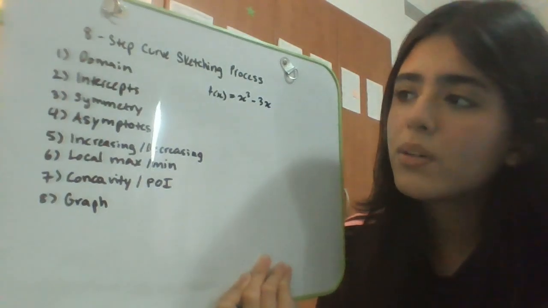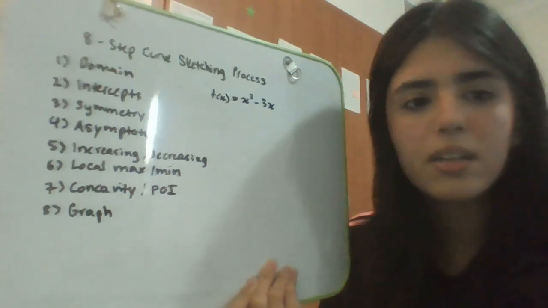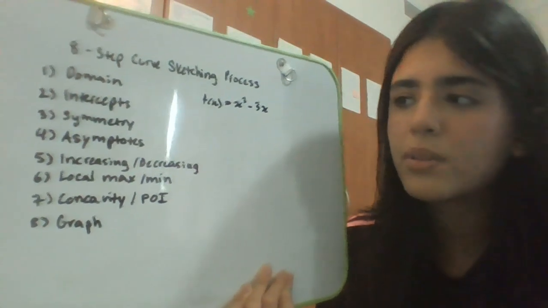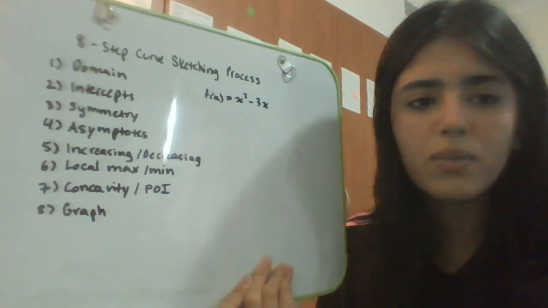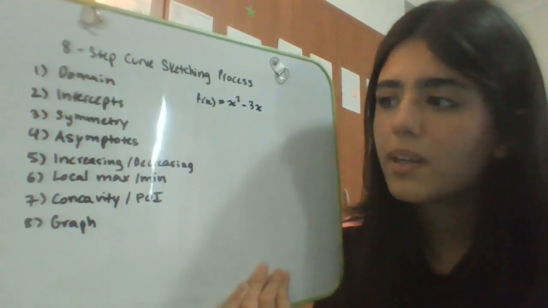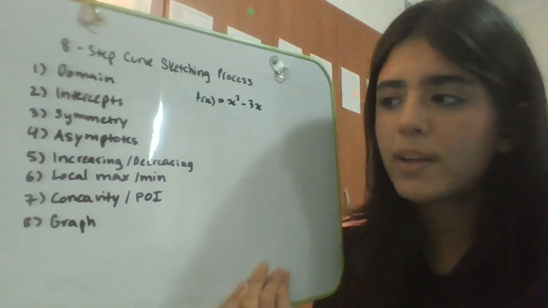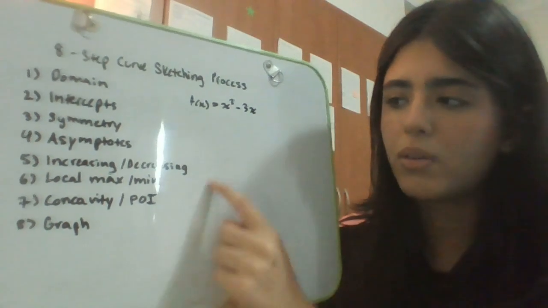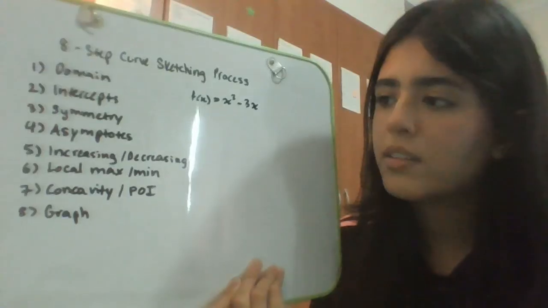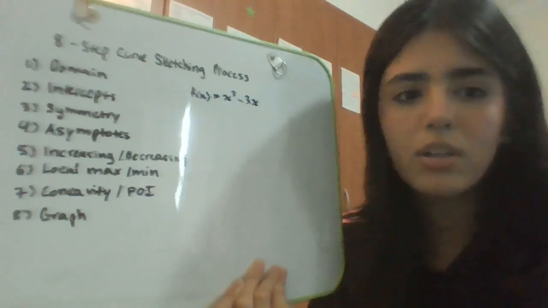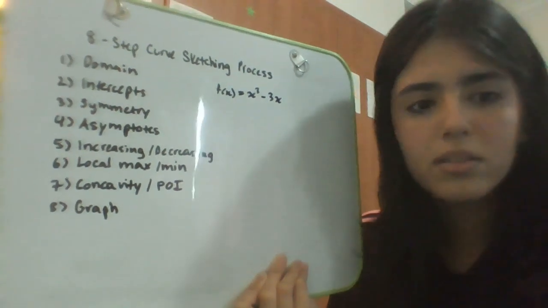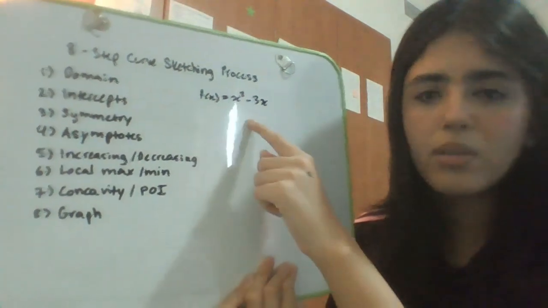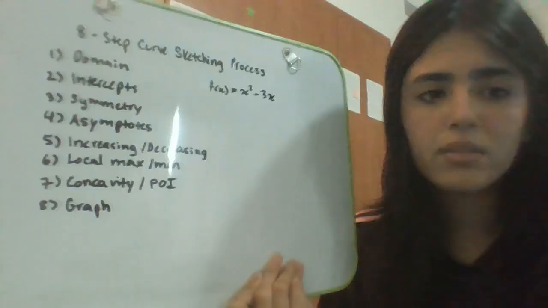The fourth step is finding the asymptotes, the vertical and horizontal asymptotes. Step 5 is finding where the intervals of increase and decrease are. And then 6, we're finding the local maximum and minimum. I've made a video on all 3 of these. The 7th step is finding the concavity and points of inflection. And the 8th step is graphing it. So let's start with this example, and we'll be doing the steps one by one.